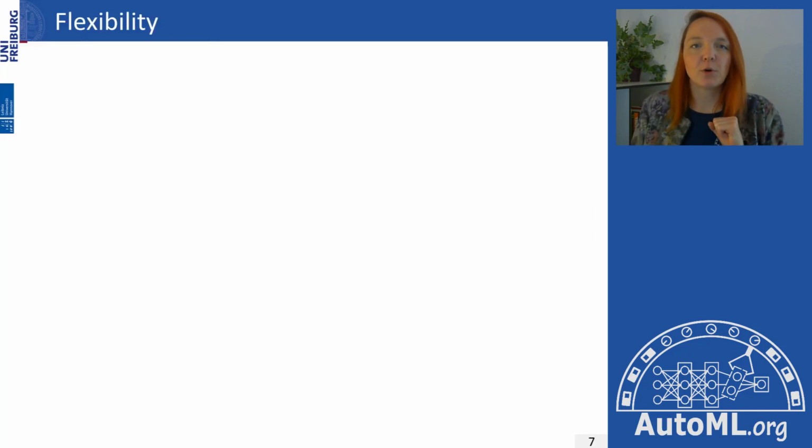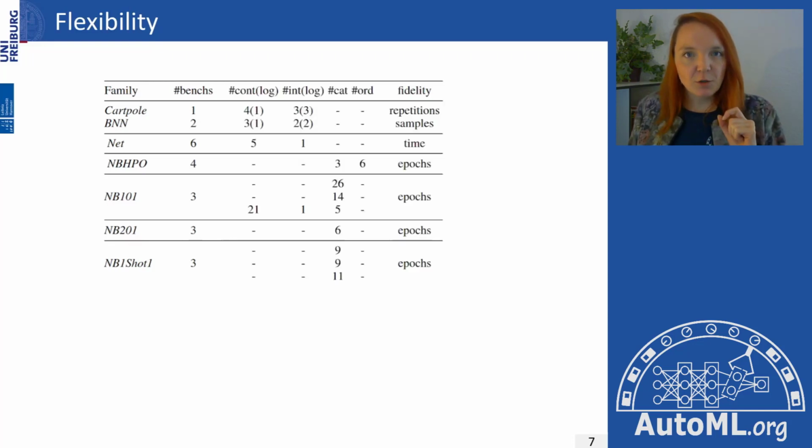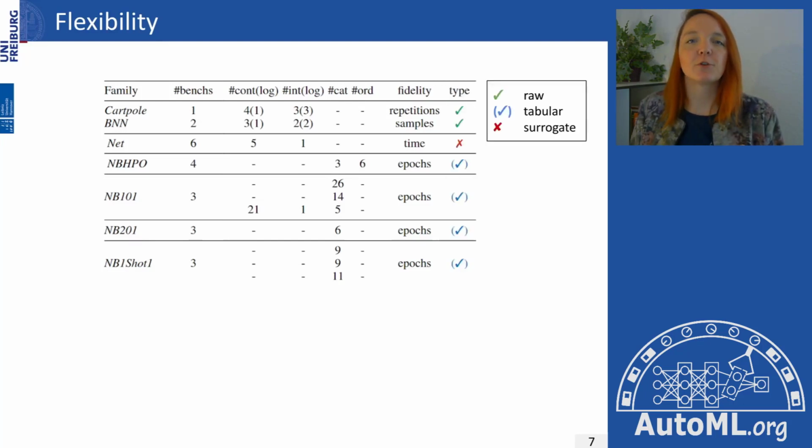The third point was flexibility. Our initial collection comprises a diverse set of existing community benchmarks from various domains such as reinforcement learning, NAS, and joint NAS and HPO. They all have been used before and they do have small continuous spaces but also mixed high-dimensional spaces. Also, we do have raw, tabular and surrogate benchmarks.